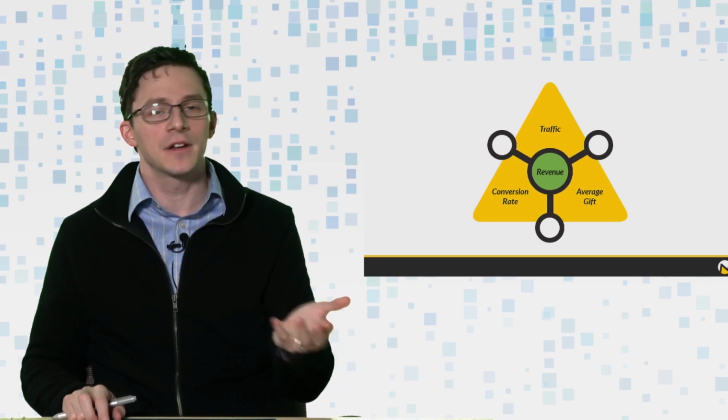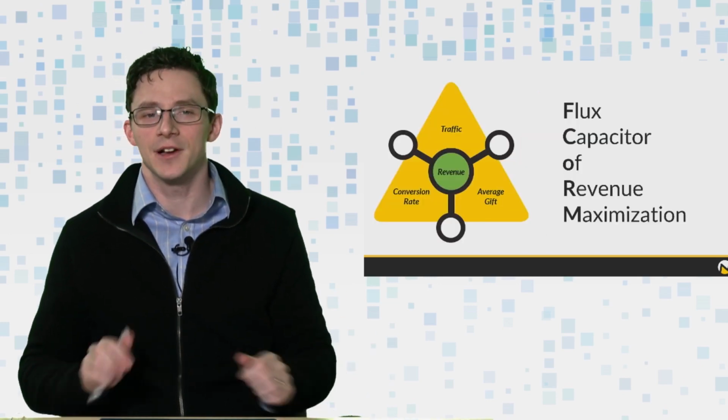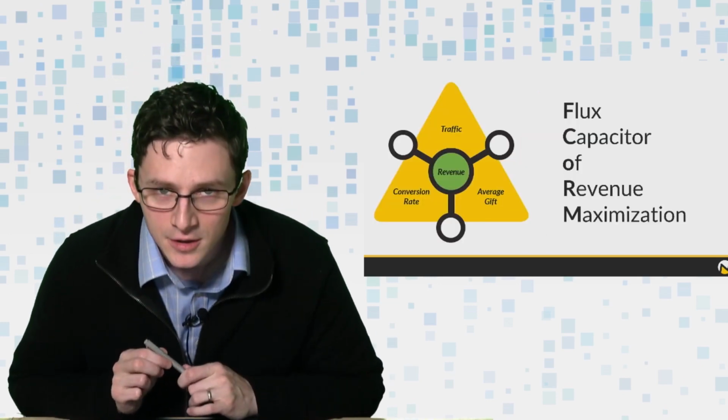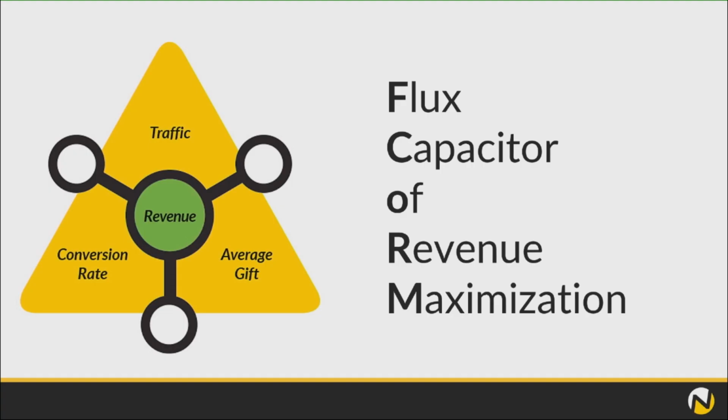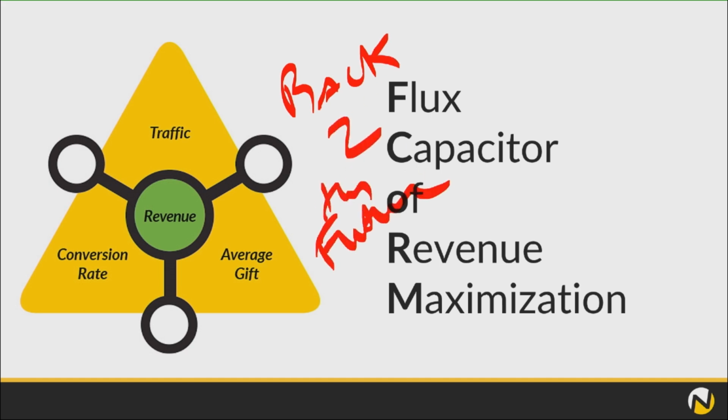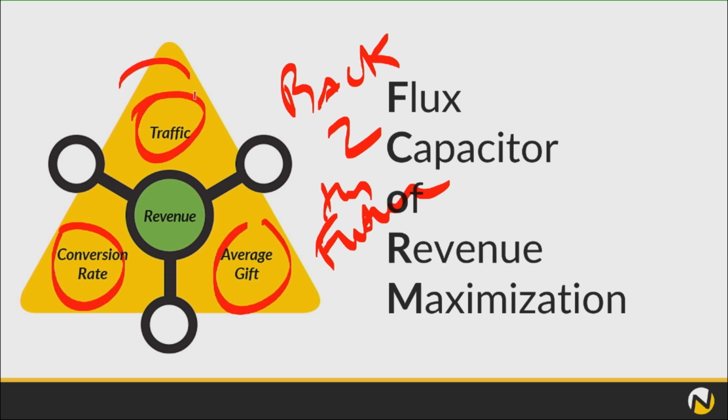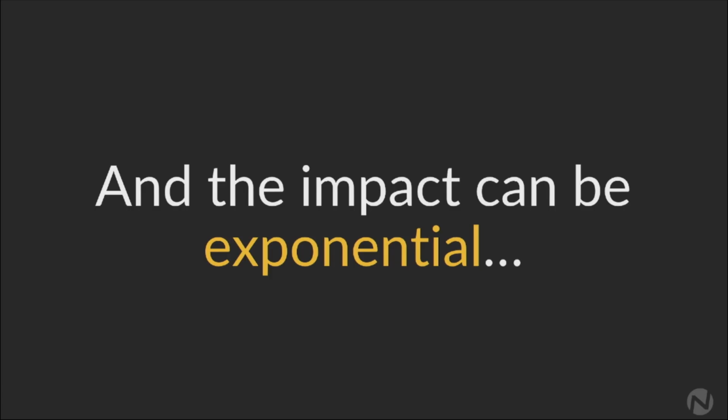And we have a little graphic for this. We call it the flux capacitor of revenue maximization. Does this look familiar? It's actually a little Back to the Future, okay? You guys remember that old 80s movie? It kind of looks like that. It basically says that when you work one of these three things or you work them in combination, it all comes together. And let me show you.